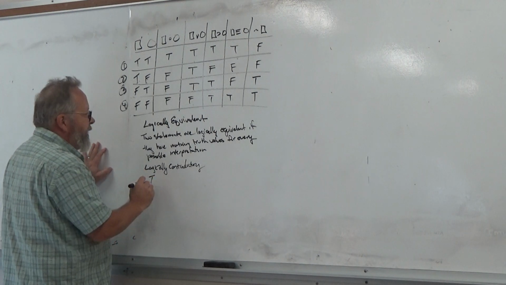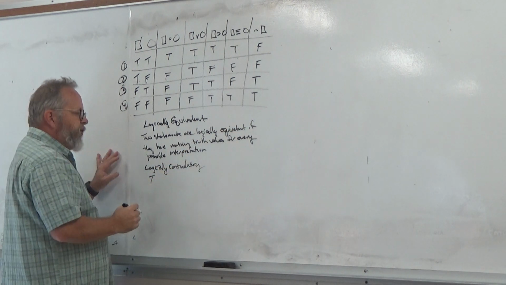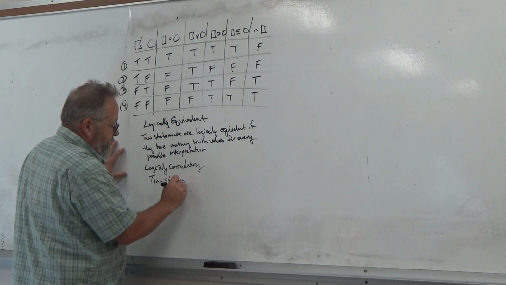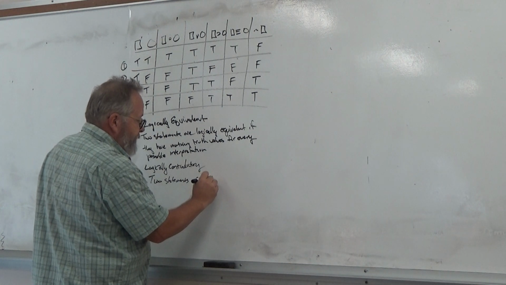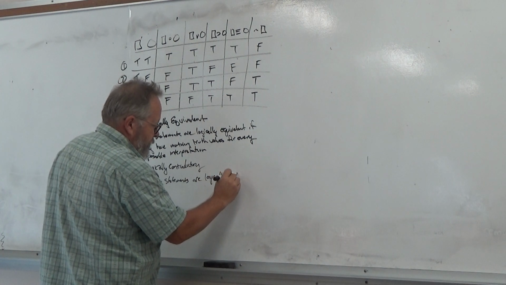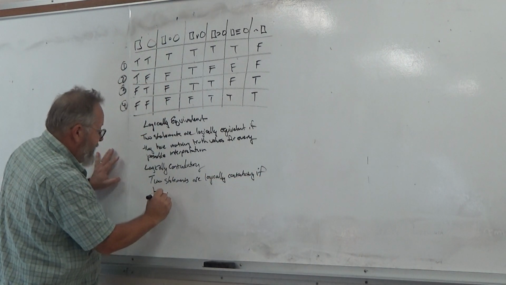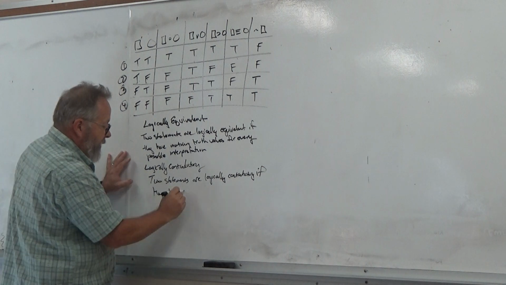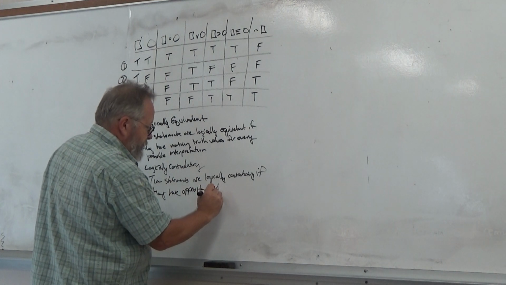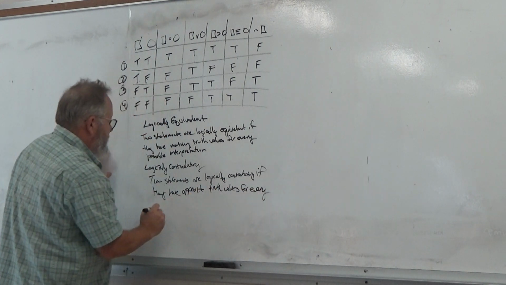Okay, two statements are logically contradictory if they have opposite truth values for every possible interpretation. So two statements are logically contradictory if they have opposite truth values for every possible interpretation.